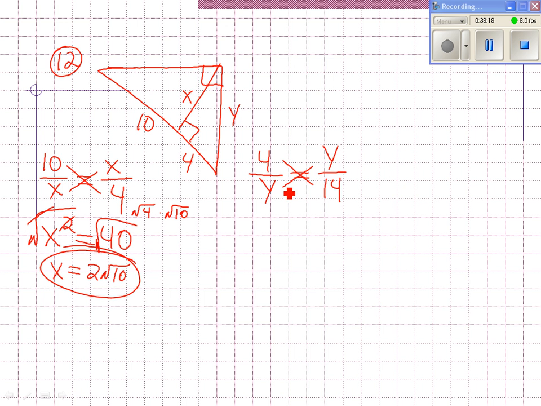Y squared. What's 4 times 14? 56. Square root. Is there a perfect square number that will divide into 56 evenly? Sure. I know 4 will because I just multiplied 4 times 14. You guys told me it was 56, so I know at least that will. Anything other than 4? Just 4, so 4 times 14. What is the square root of 4? 2. 2 radical 14.